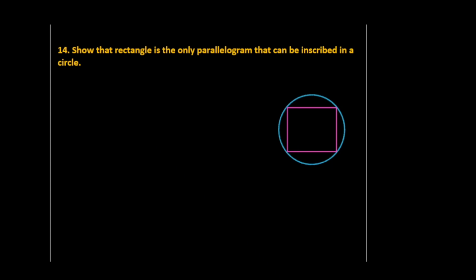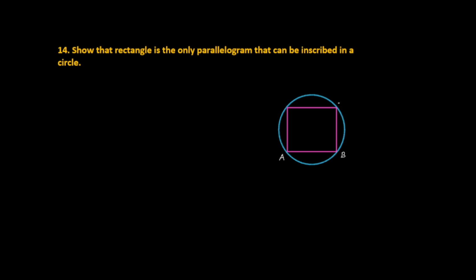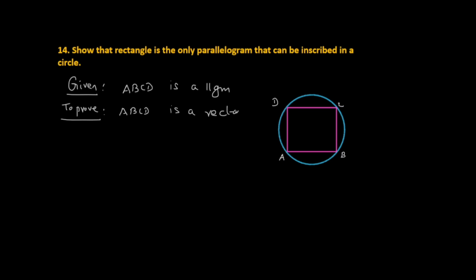Show that a rectangle is the only parallelogram that can be inscribed in a circle. Let ABCD be a parallelogram inscribed in a circle. So, given ABCD is a parallelogram, we need to prove that ABCD is a rectangle.